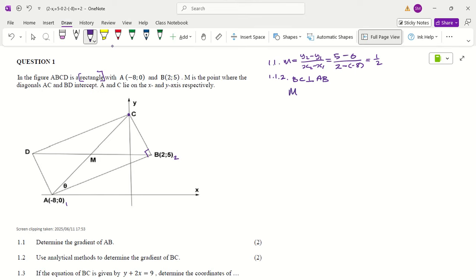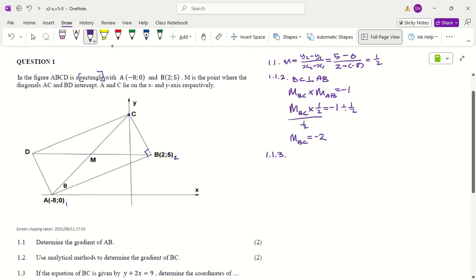Therefore, the gradient of BC multiplied by the gradient of AB is equal to -1, because we know that the product of the gradients of perpendicular lines is equal to -1. We don't know the gradient of BC, but we know the gradient of AB, which we found to be 1 over 2. So we divide both sides by 1 over 2, and then the gradient of BC is equal to -2. Very straightforward there.